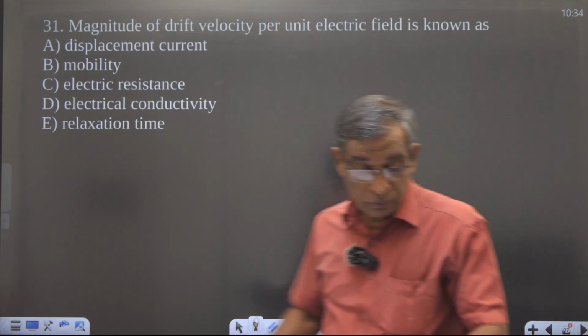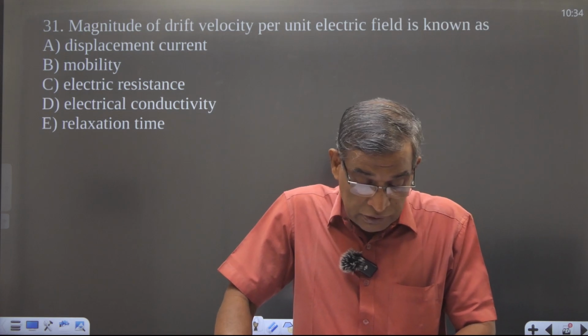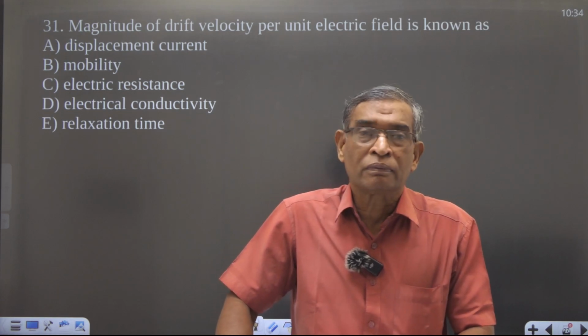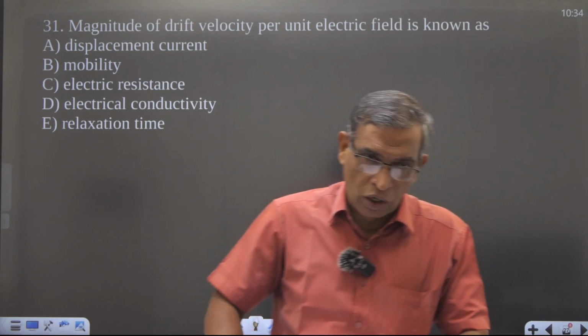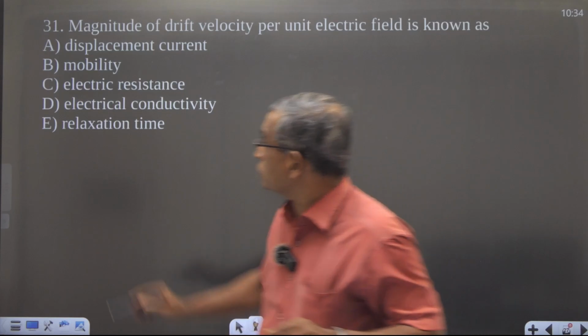The magnitude of drift velocity per unit electric field is known by what name? Drift speed v_d by E is called mobility. Therefore, the option is mobility.